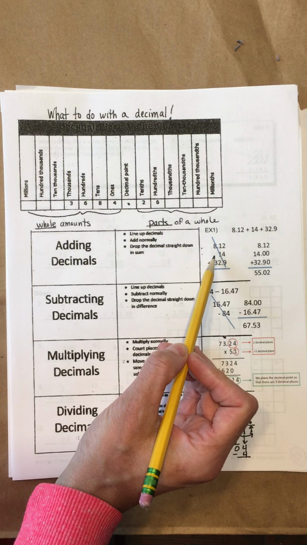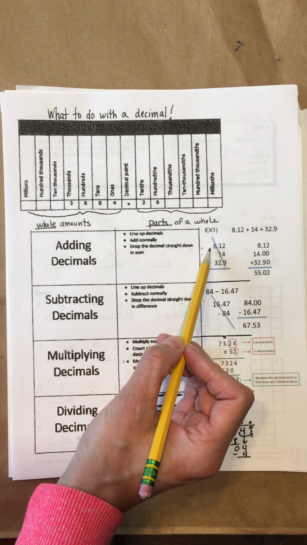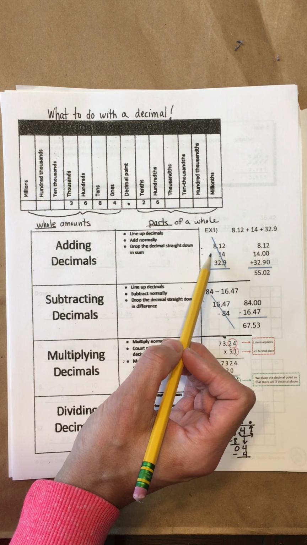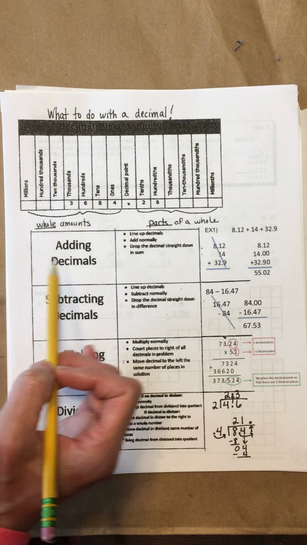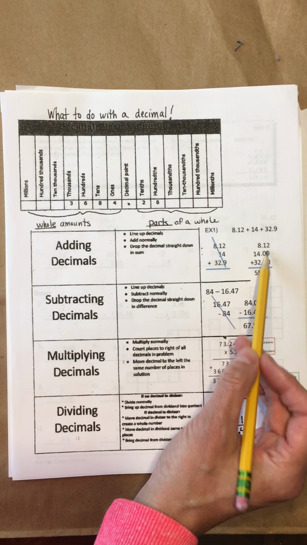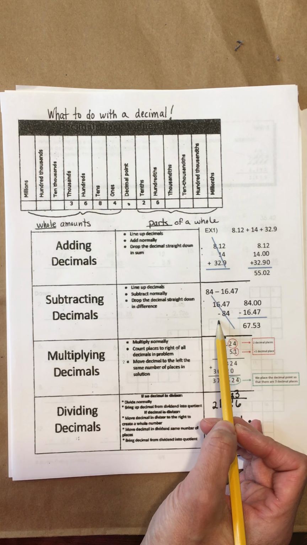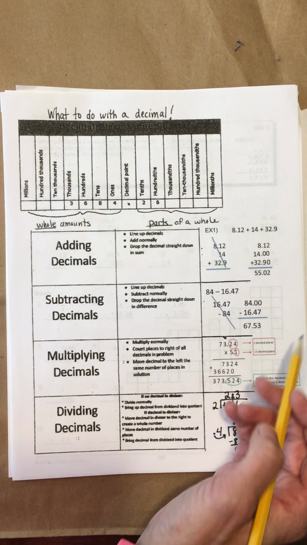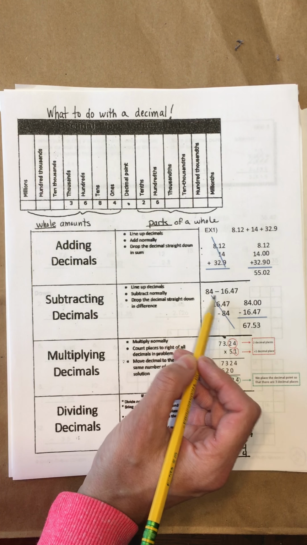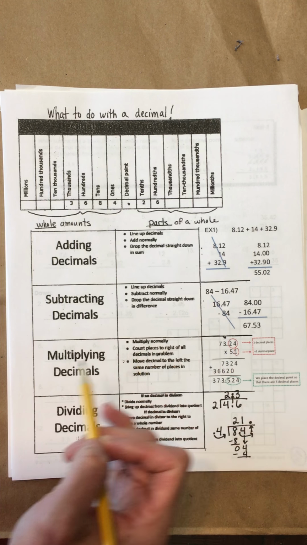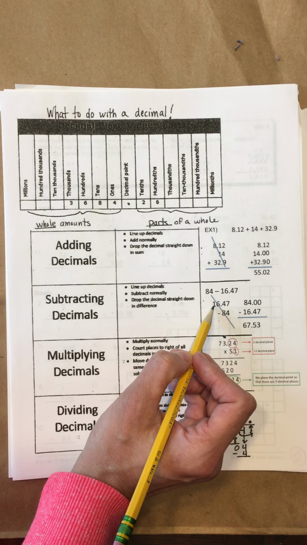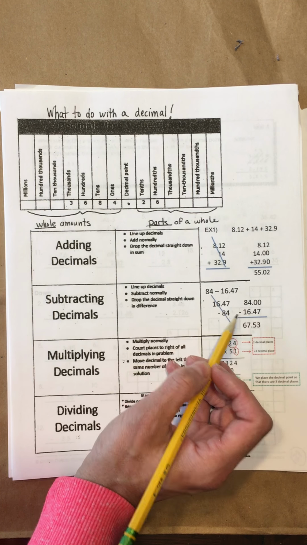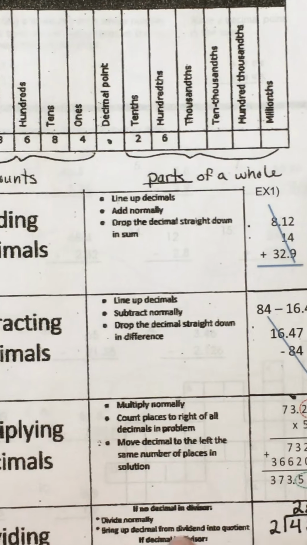You have to just line the decimals up. Again, this showed you how when they're not lined up properly, the place values do not line up. We have to make the place values line up. So the same thing with subtraction. It's even more important for subtraction when we have to borrow. So if we have 84 take away 16 and 47 hundredths, let me zoom in just for this example here.